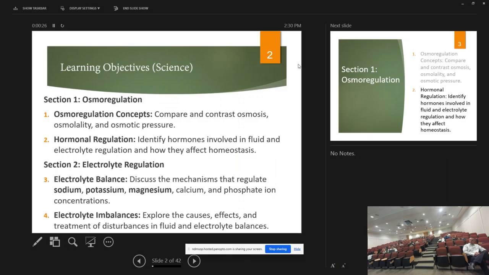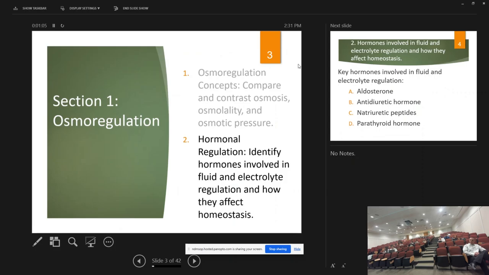In the osmoregulation concept, it will be discussed in more detail in the clinical aspect. I'll focus more on the hormonal regulation, how it's involved in fluid and electrolyte movement. If you have any question on osmoregulation, the science aspect, you can reach out to me and we can talk more. But these are really big units, so I wanted to focus our discussion on the second, the hormonal regulation, and then the electrolyte balance and imbalance.